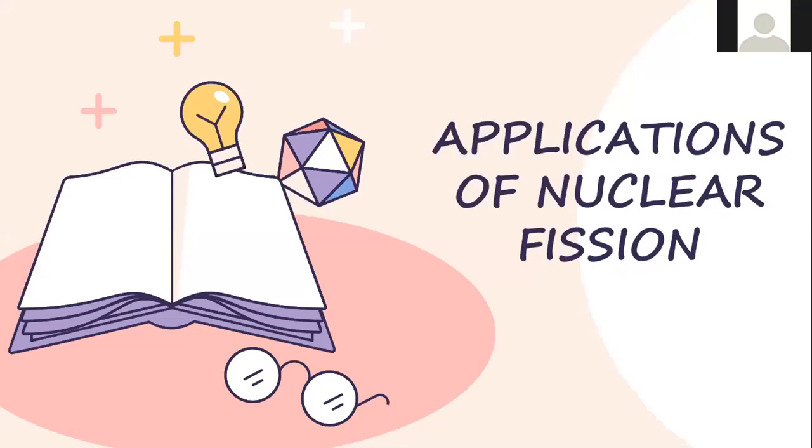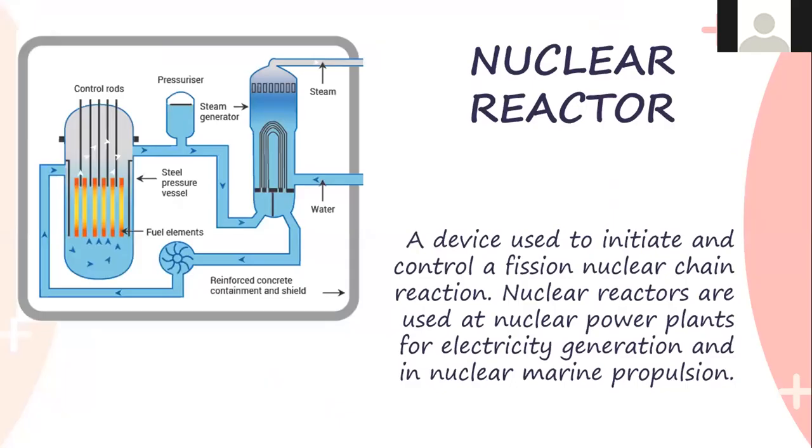Okay, so the application of nuclear fission is divided into two parts, controlled and uncontrolled. For the nuclear reactor, which is the example of controlled nuclear fission, a nuclear reactor, formerly known as an atomic pile, is a device used to initiate and control a fission nuclear chain reaction. Nuclear reactors are used at nuclear power plants for electricity generation and in nuclear marine propulsion.